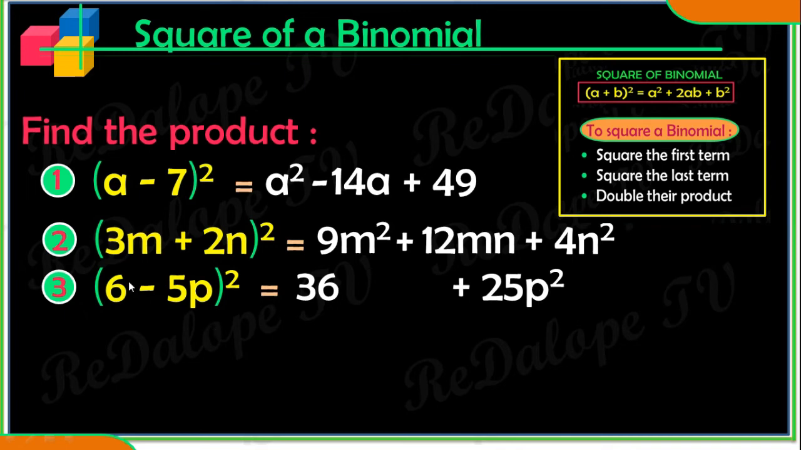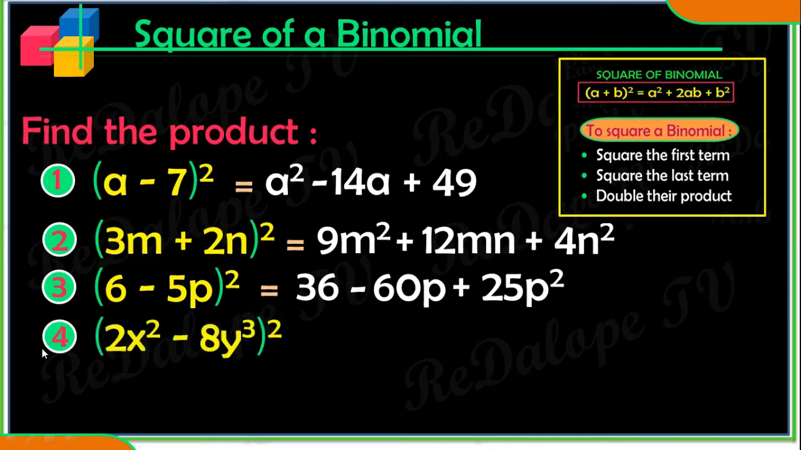Then to get the middle term, we will multiply the first and the second term, then always multiply it by 2. So 6 times 5p, so that is 30p, times 2, so that is 60p. And then the sign of the middle term should be the sign between the first and the second term, so that is negative.